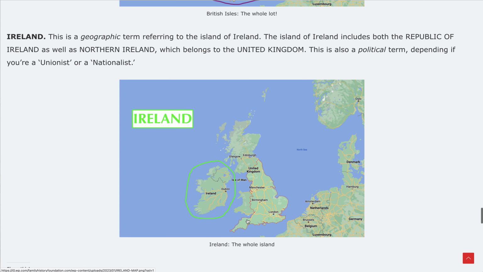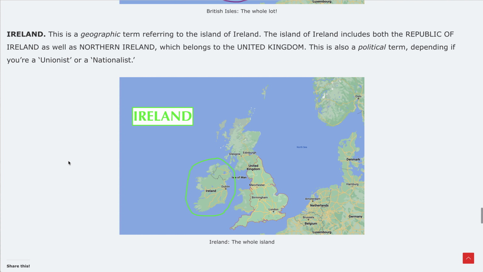And finally, Ireland. Again, you can define this politically or geographically. I like to stick to geographics because it's that much easier. It's just the whole island, right? These are island nations. The geographic term referring to the island of Ireland. That's it. And the island of Ireland includes both the Republic of Ireland, down here, as well as Northern Ireland, which belongs to the United Kingdom. And this is also a political term, depending if you are a unionist or a nationalist in Ireland. So that's it. You have all your terms.